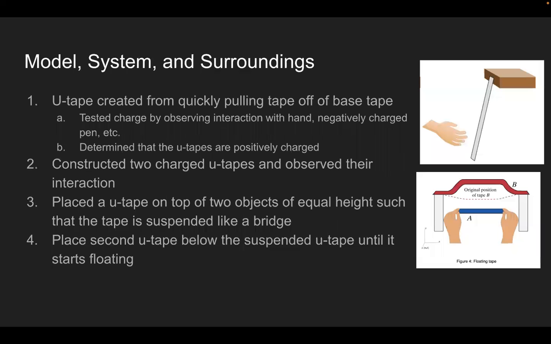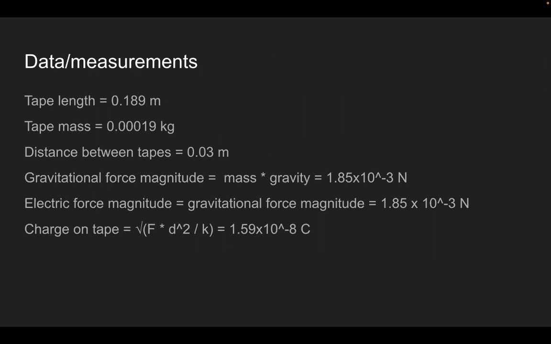And so this slide basically shows you how to create the model. We first created the U-tape by quickly pulling the tape off of a base tape, and we tested the charge of the tape by observing the interaction between it and our hands and a negatively charged pen, etc. And basically determined that the U-tapes are positively charged. We then constructed two charged tapes and observed their interaction by first placing a U-tape on top of two objects of equal height such that the tape is suspended like a bridge, and placing a second U-tape below the suspended U-tape until it starts floating.